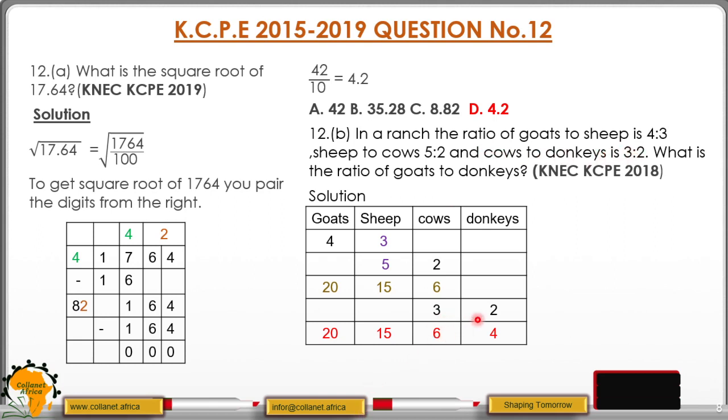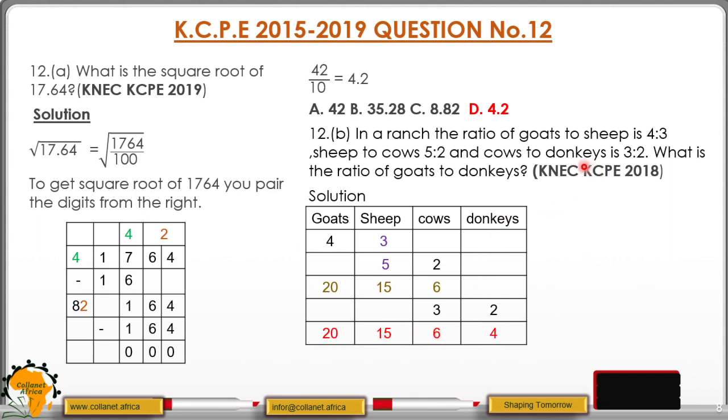But now it continues and says cows to donkeys is 3:2. So in this case, you compare these cows and these cows. This is not the same. The LCM of 3 and 6 is 6. So 6 divided by 6, you get 1. So you multiply everything by 1. That is why you have 20:15. And then when you come to this one, it is 6 divided by 3, you get a 2. 2 times 2, you get a 4. So the ratio of goat, sheep, cow, and donkeys is 20:15:6:4.